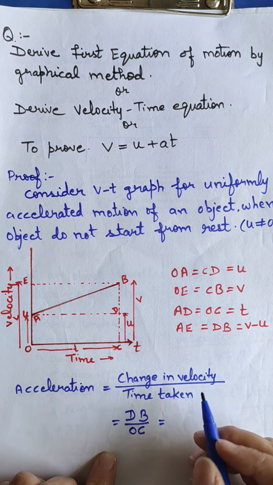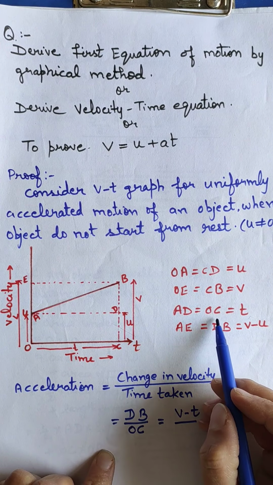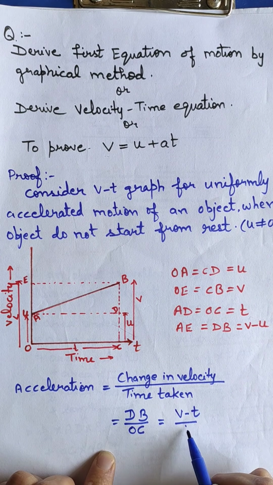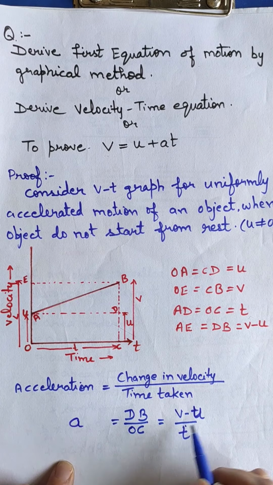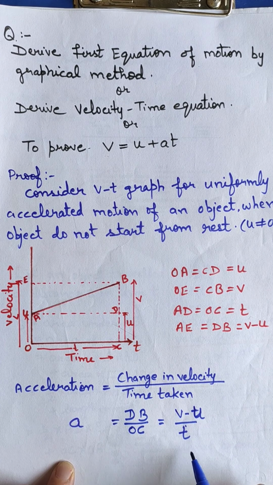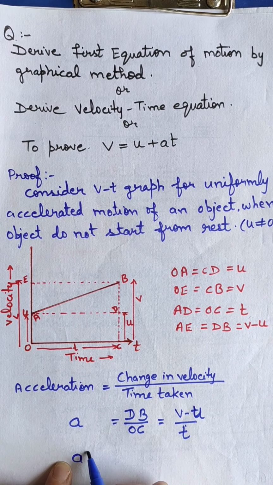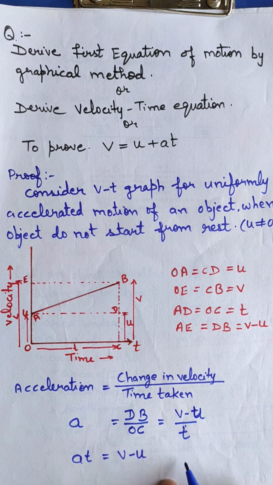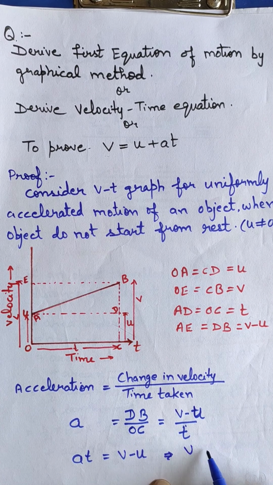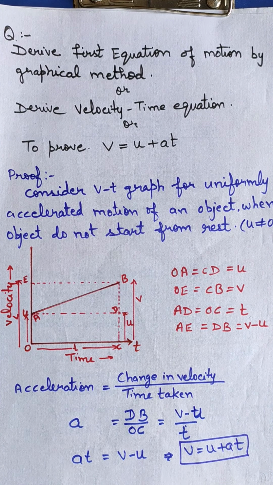So what is the value of DB? That is v minus u. And what is the value of OC? That is t. We will write t. So acceleration is equal to v minus u by t. We will do cross multiply. So at is equal to v minus u, or we can rewrite it as v is equal to u plus at. So hence we have derived the first equation of motion.